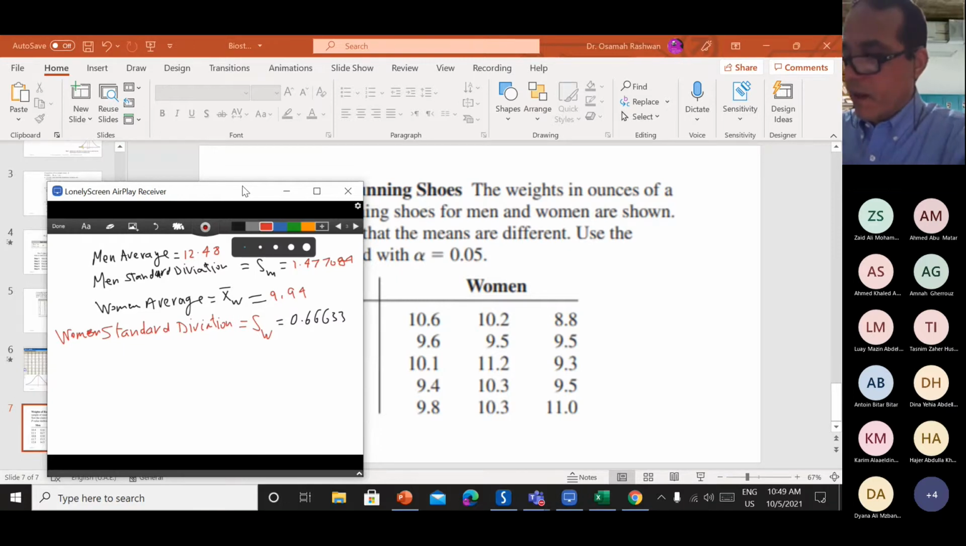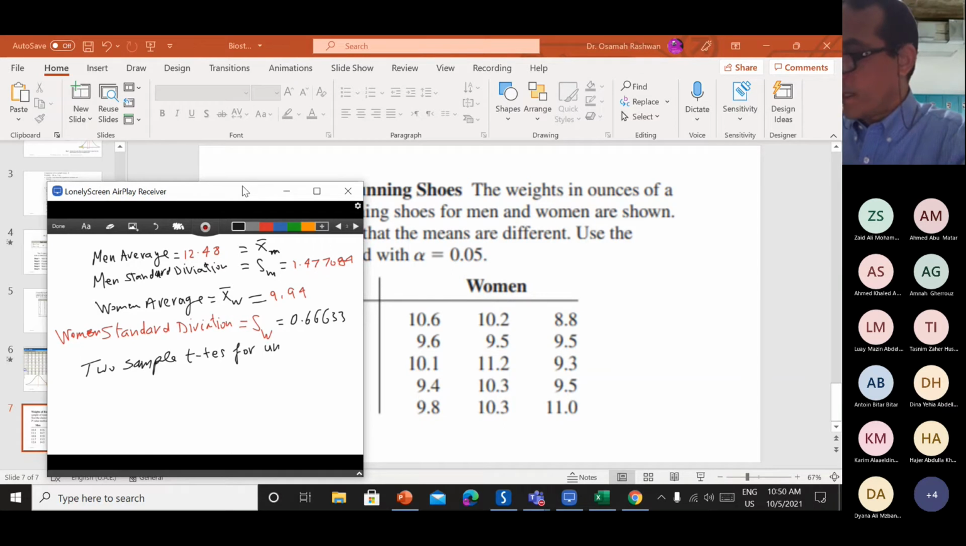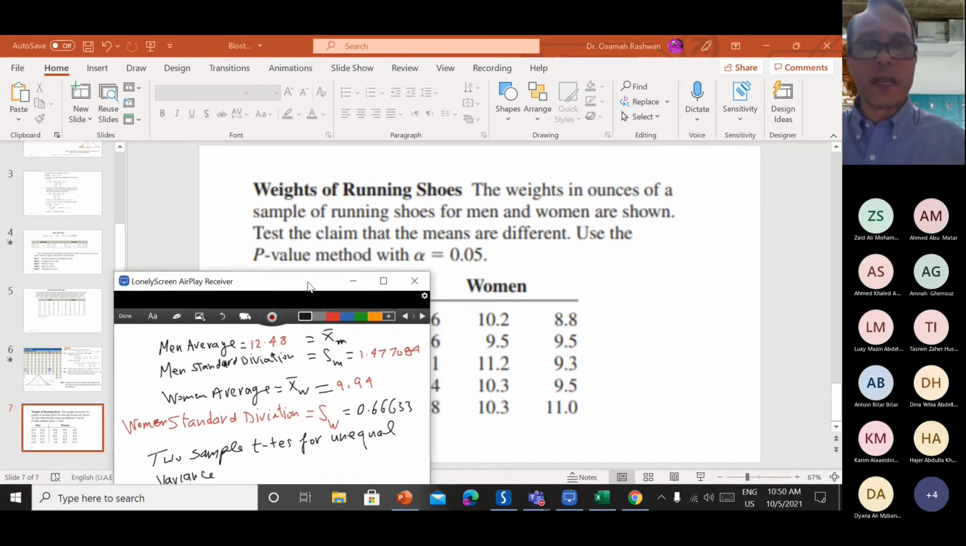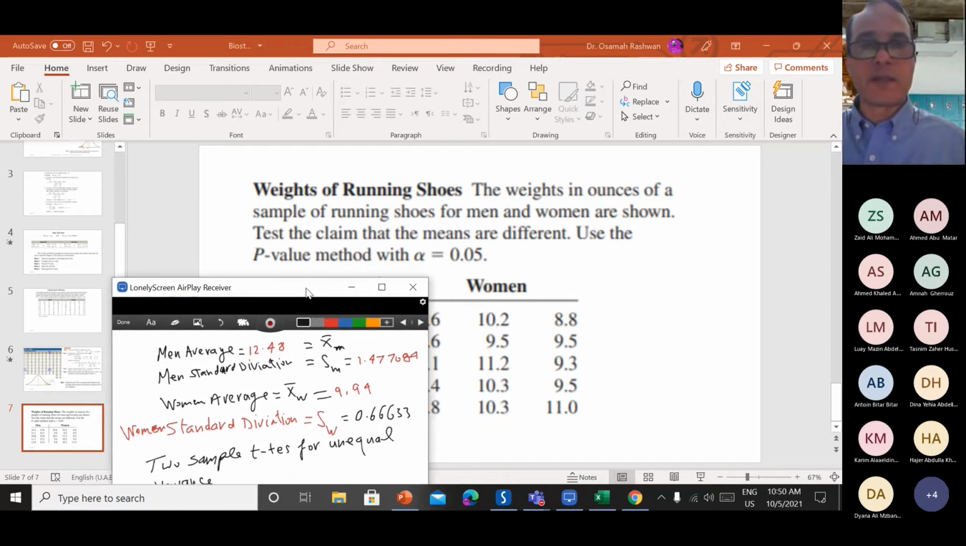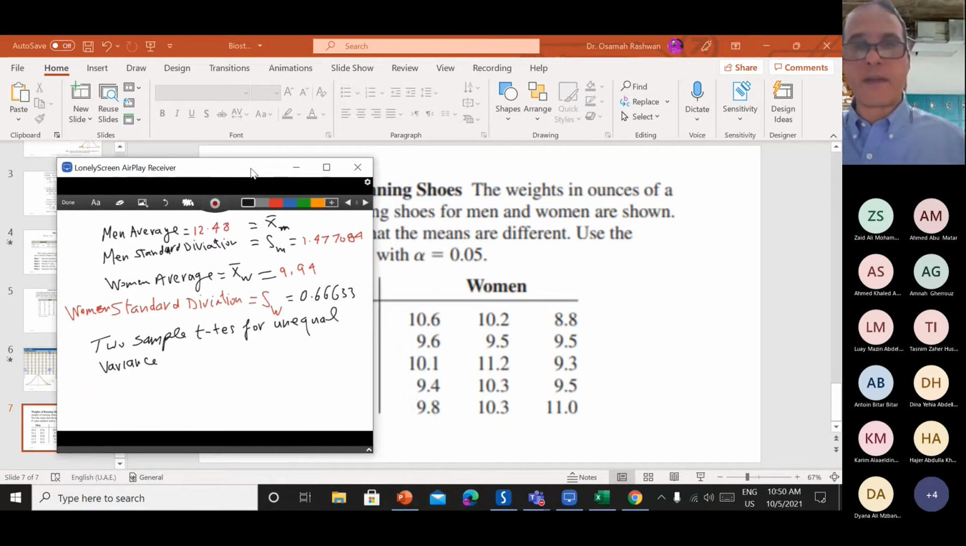So in this case, I have two sample t-test for unequal variance. How did I know this one? Because I can consider they are not equal variance, okay? And he gave me alpha.